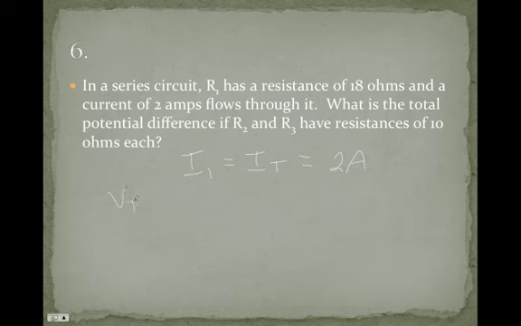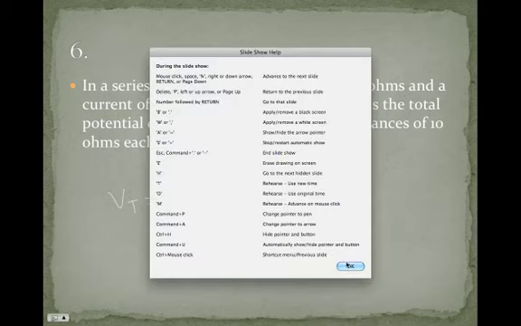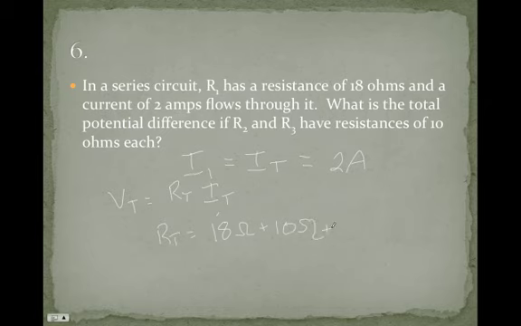To find the total voltage, I need to take the total resistance times the total current, and I need the total resistance. Well, series circuit, that's easy. I just add them up. So 18 ohms plus 10 ohms plus 10 ohms. That's a nice even 38 ohms. So if I go back up to here, 38 ohms times 2 amps gives me a total voltage of 76 volts, and that is our answer.